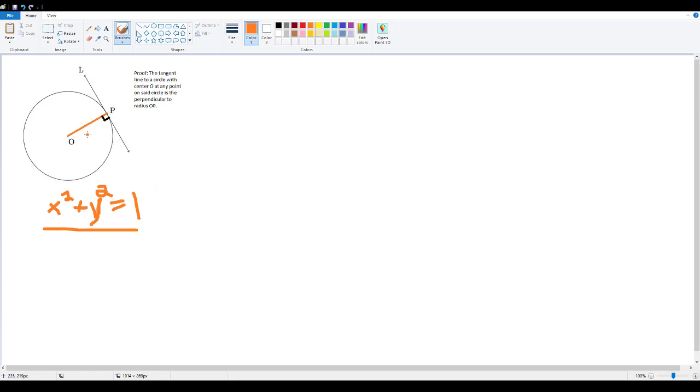So first thing we need to know is that with this equation, if we have P's y value and x value, we can find the slope of this and then find the slope of a perpendicular line to this, which would be the opposite of the reciprocal. So I'll just show you how to do that.